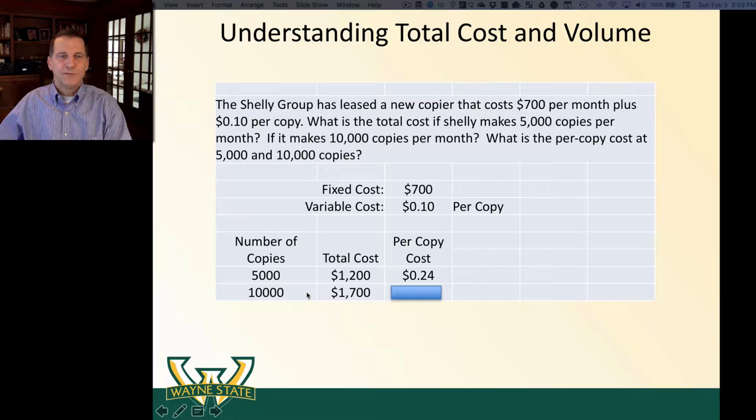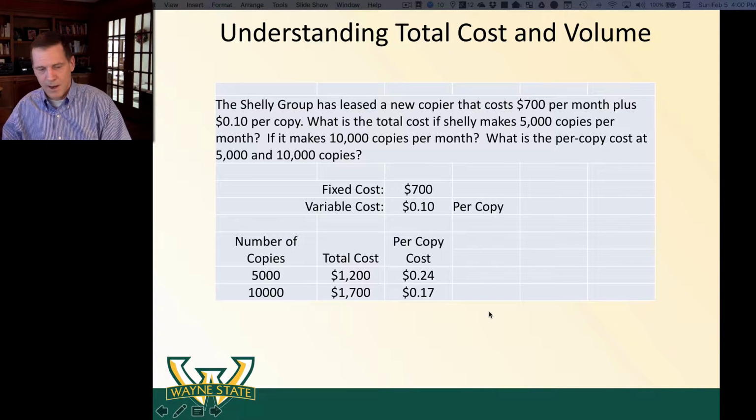The 10,000 level volume would still take the $700 fixed cost, but instead of the 500 that we had in variable, we'll have 1,000 variable. So 10,000 times 10 cents per copy is 1,000. So we've got 700 in fixed cost plus 1,000 in variable cost, 1,700 total cost per month. The cost per copy is 17 cents.